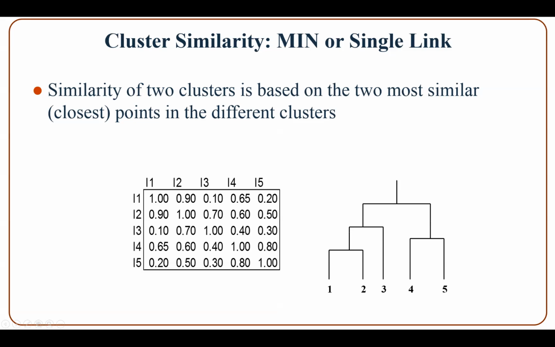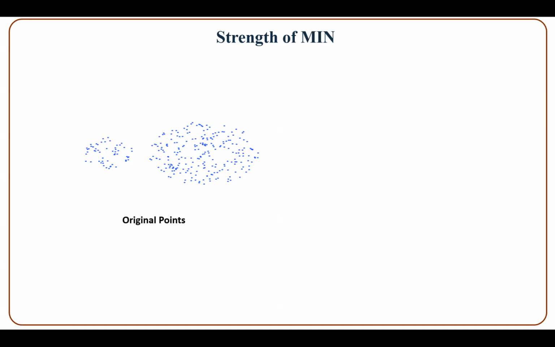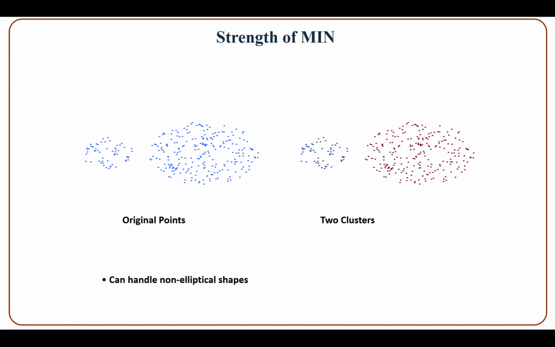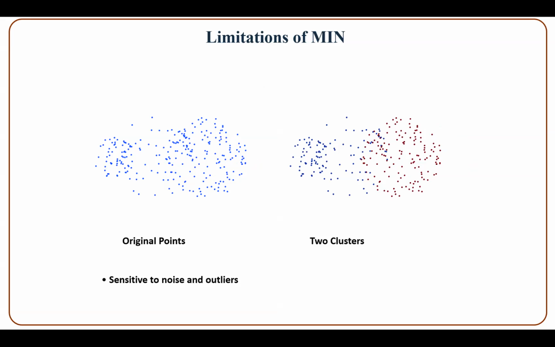And in the algorithm, it looks for the next closest points, and they are points 4 and 5. And 4 and 5 can be merged together. And 3 can be merged with 1 and 2. And then that cluster and the other cluster are merged together in one cluster. The min version can handle non-elliptical shapes, but is sensitive to noise and outliers.